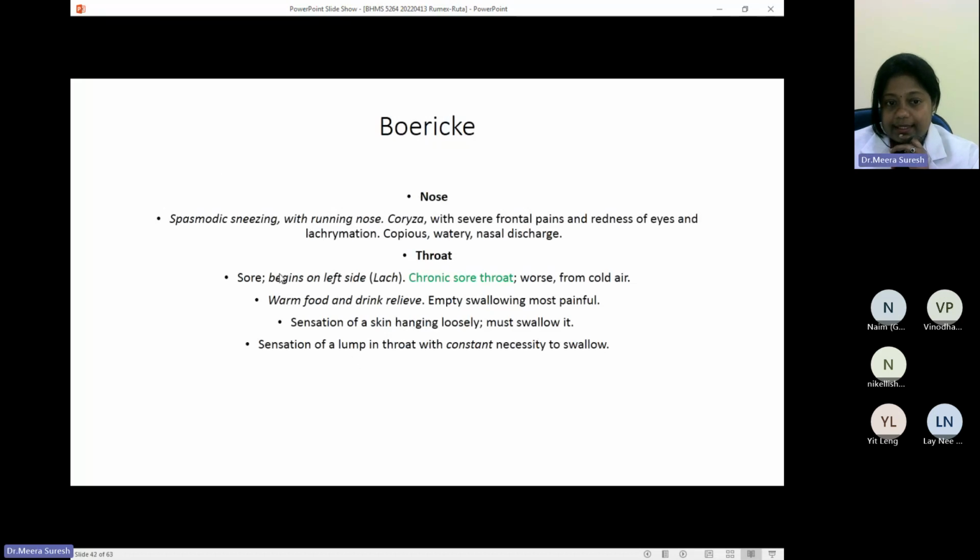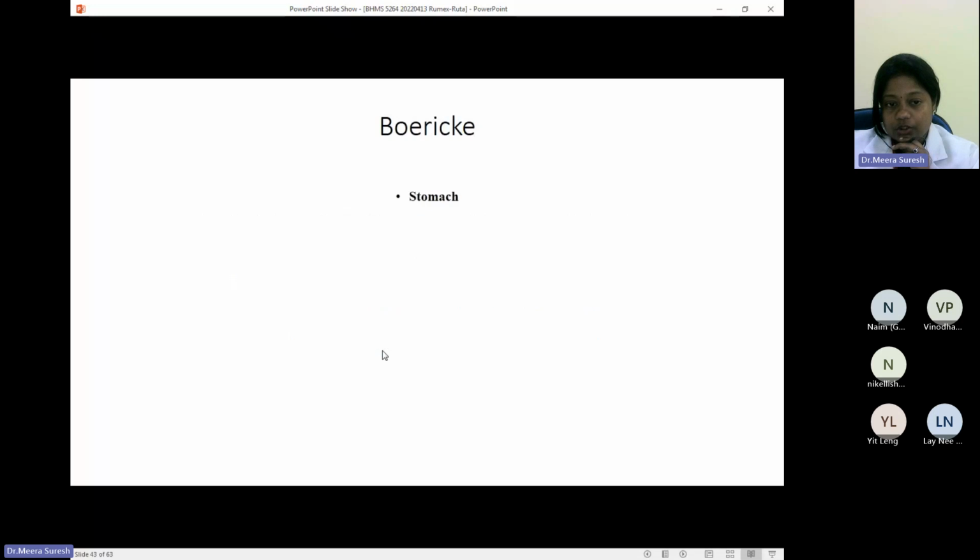Nose: spasmodic sneezing, running nose, copious watery nasal discharge. Throat: the sore throat beginning on the left side; can be given also for the chronic type. Warm food and drink relief, sensation of the skin loosely hanging, and lump sensation in the throat.